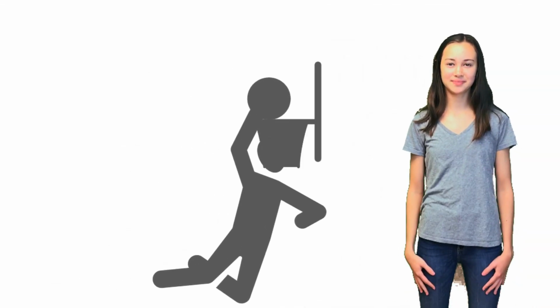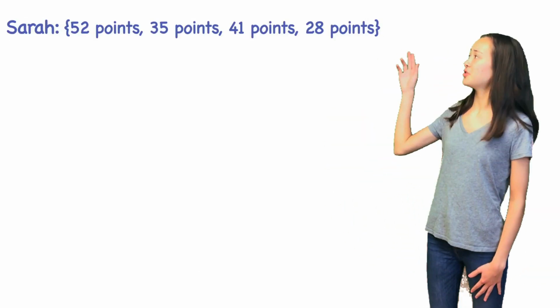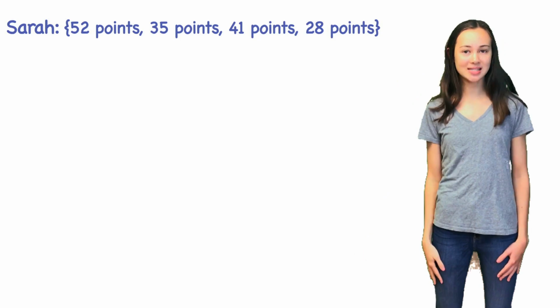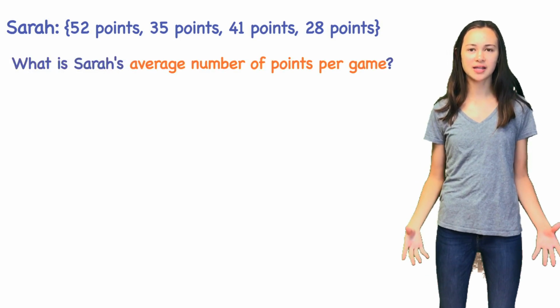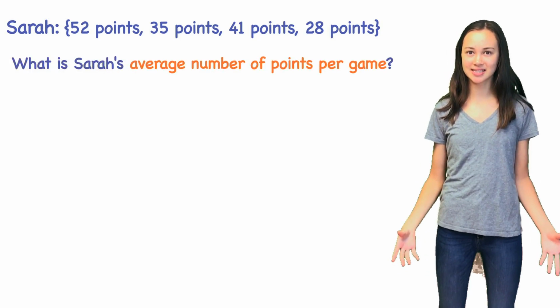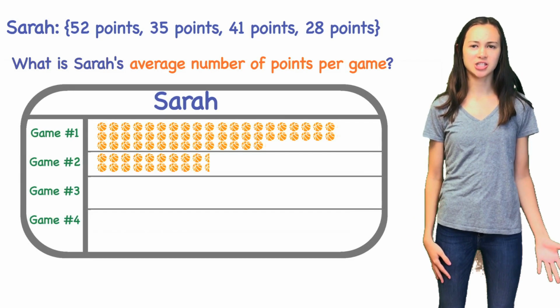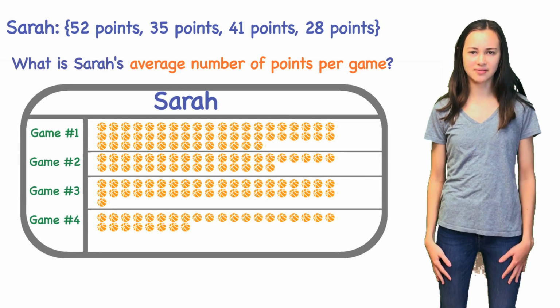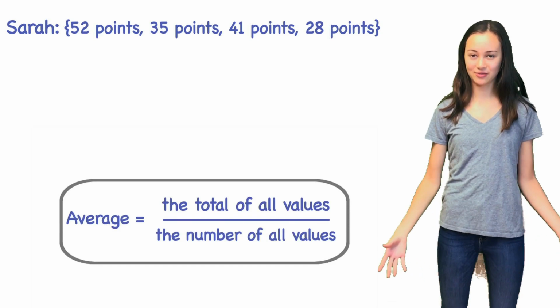Let's try another problem. Sarah's a professional basketball player and she scored 52, 35, 41, and 28 points this season. So how do we find the average number of points Sarah scored this season? It would be a little challenging to try to draw a graph and use the even out method, but now we can use the formula.